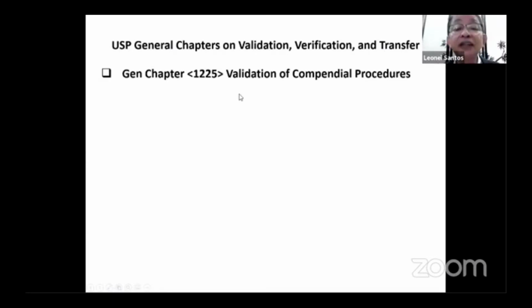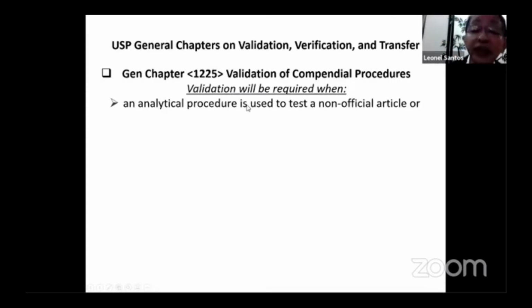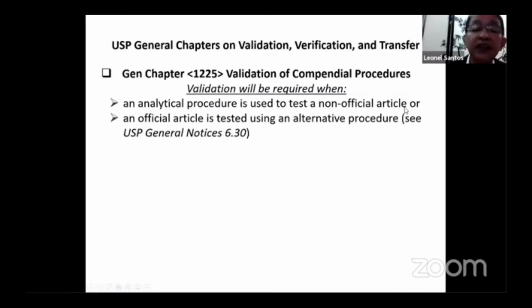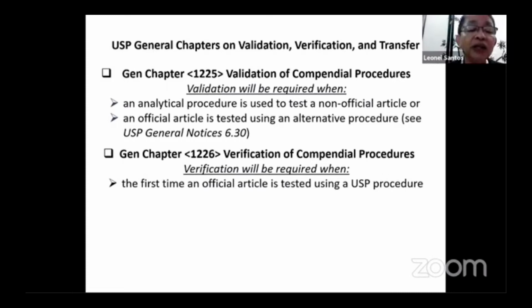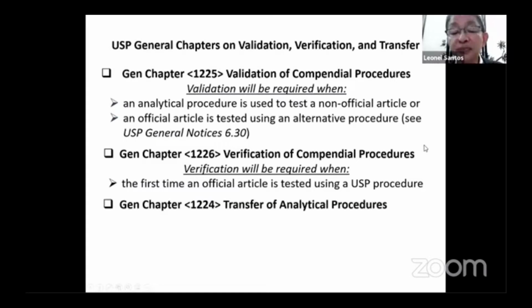So the general chapter validation, verification, and transfer. Again, this is a review. Validation is required when an analytical procedure is used to test a non-official article, or an official article is tested using an alternative procedure. So this is covering the general notices 6.3. General chapter 1226, which is the verification of compendial procedure. When is this required? This is required when the first time an official article is tested using a USP procedure. And finally, general chapter 1224 would be the transfer of analytical procedure.